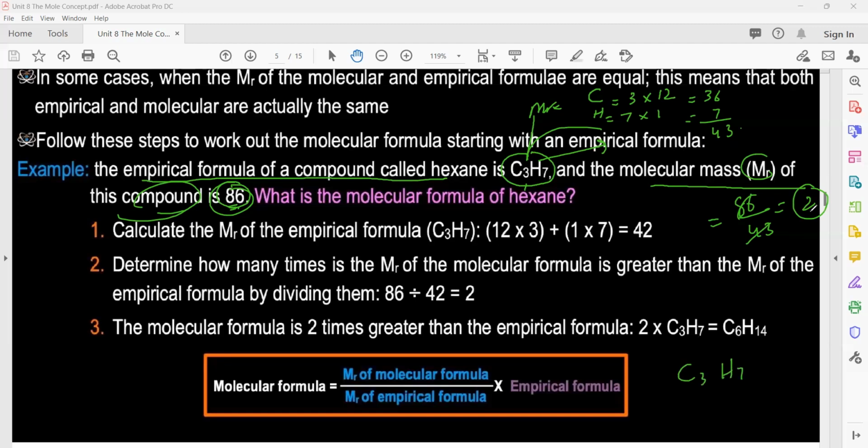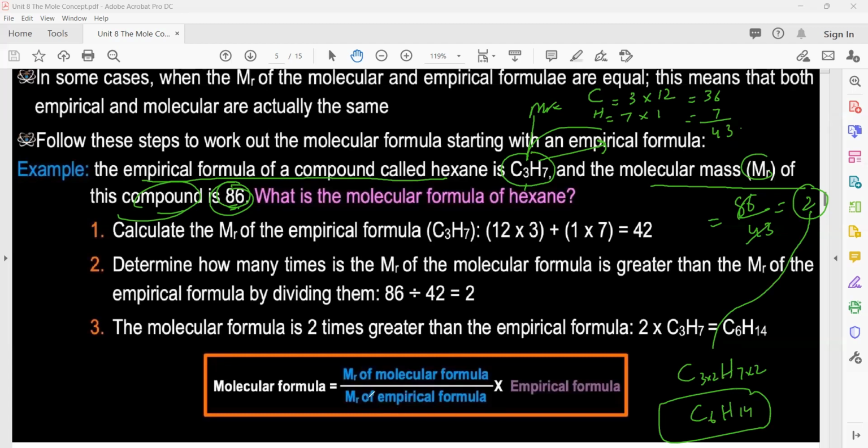C3H7. So whatever the answer you got here, multiply by both numbers. 3 multiply 2, 7 multiply 2. So you will get C6H14. This is how you will find the molecular formula.